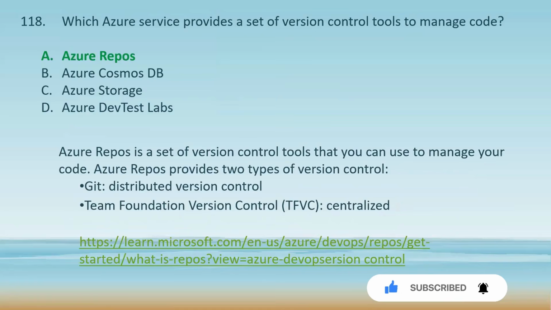Azure Repos is a set of version control tools that you can use to manage your code. Azure Repos provide 2 types of version control. The first one is Git-based, which is a distributed version control, and the other one is Team Foundation version control, which is a centralized version control.